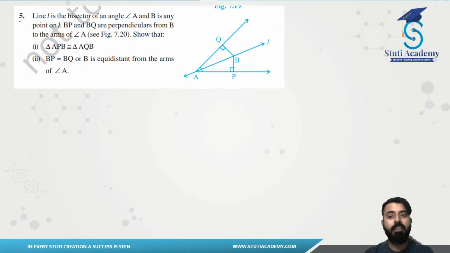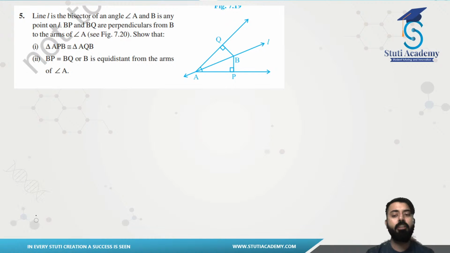So this is another question from exercise 7.1. This is the fifth question. It states that L is the line bisector of angle A. This is the line bisector. That means this half is same as that one. And B is a point on L such that BQ and BP are perpendicular. You have to show that APB should be congruent to AQB.